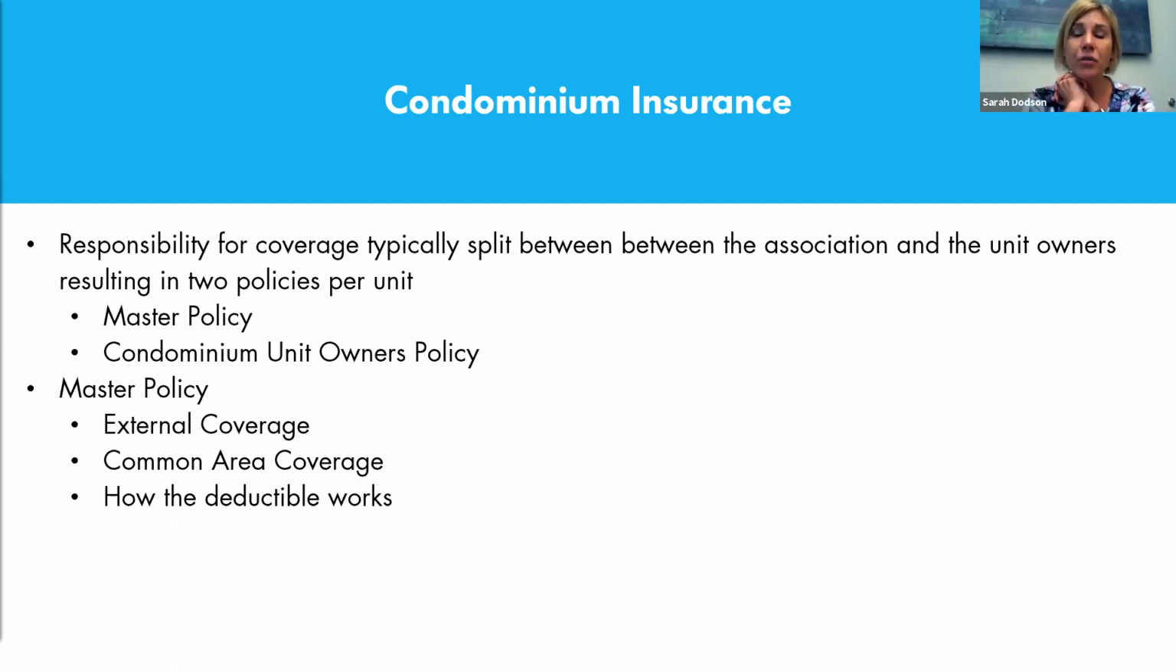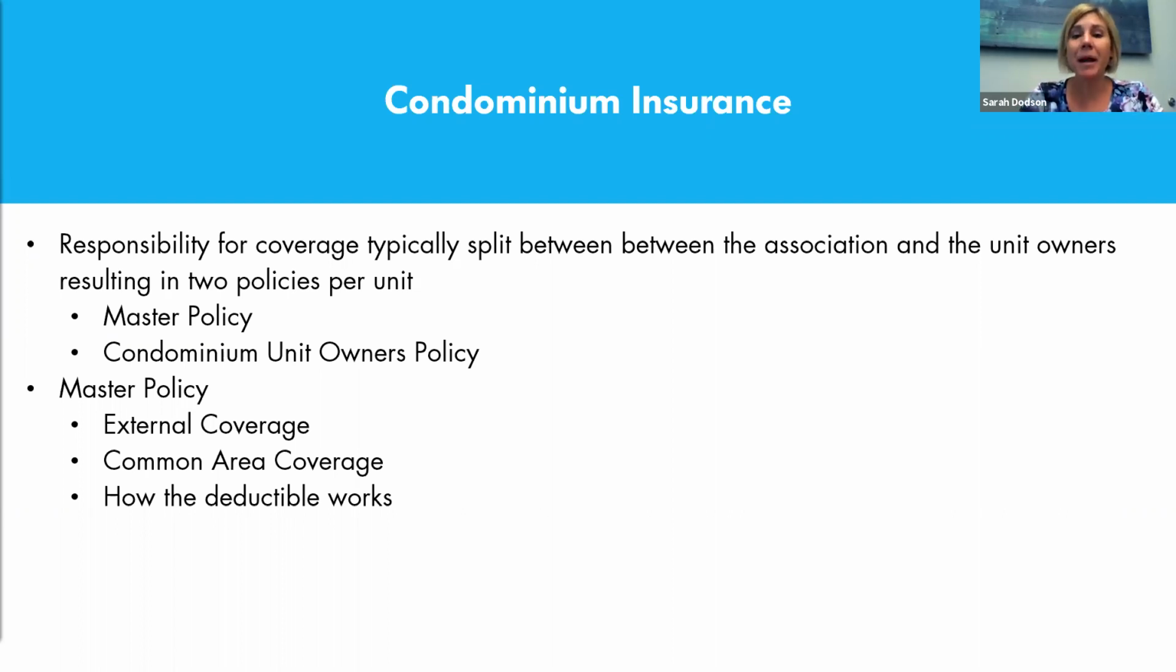And the external coverage of the condo or the dwelling includes roof and external walls. The common area coverage that I just touched on includes hallways, elevators, stairs, and recreational areas. And the amount of coverage provided varies from policy to policy, depending on the condo size and type and everything that it offers.